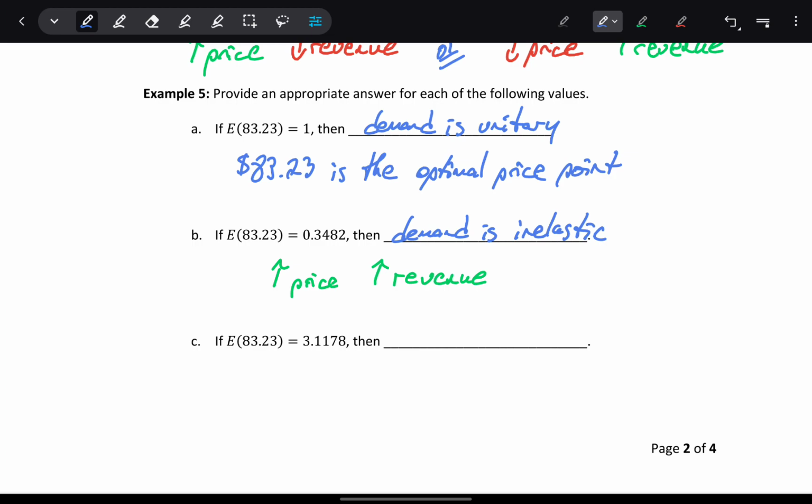And in part C, if we end up with an elasticity value like 3.1178, anything that's larger than 1, we would say that demand is elastic, which would tell us that we want to decrease our price to increase revenue, because the lower price will be met by a larger increase in demand, so overall total revenue will increase.